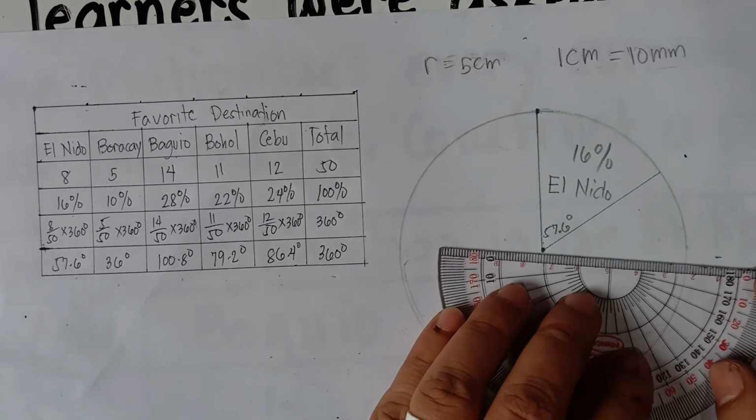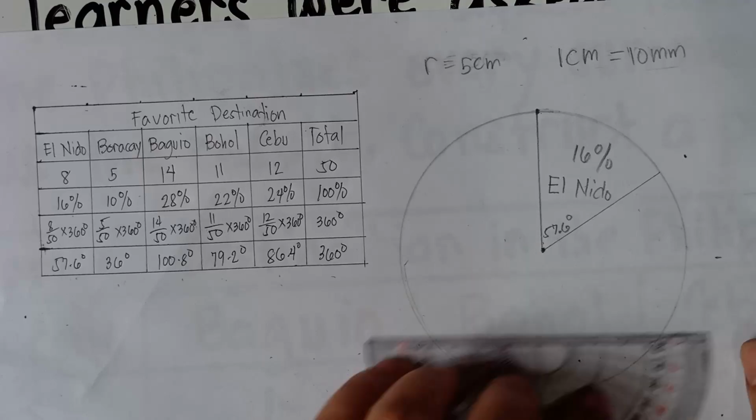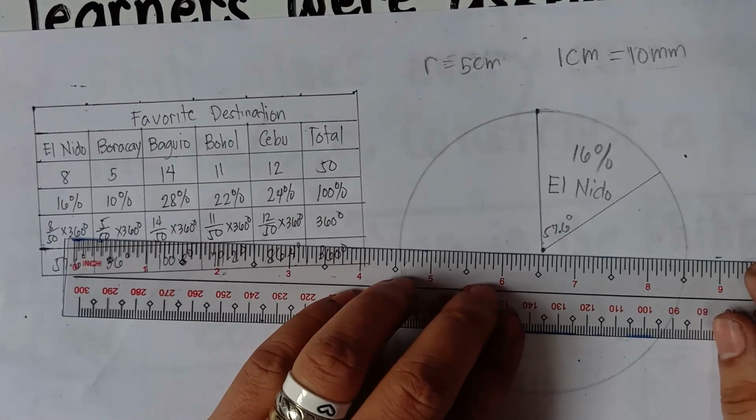Alright, and then connect this one. You can just simply use our protractor, or we can use our ruler. Better to use our ruler.